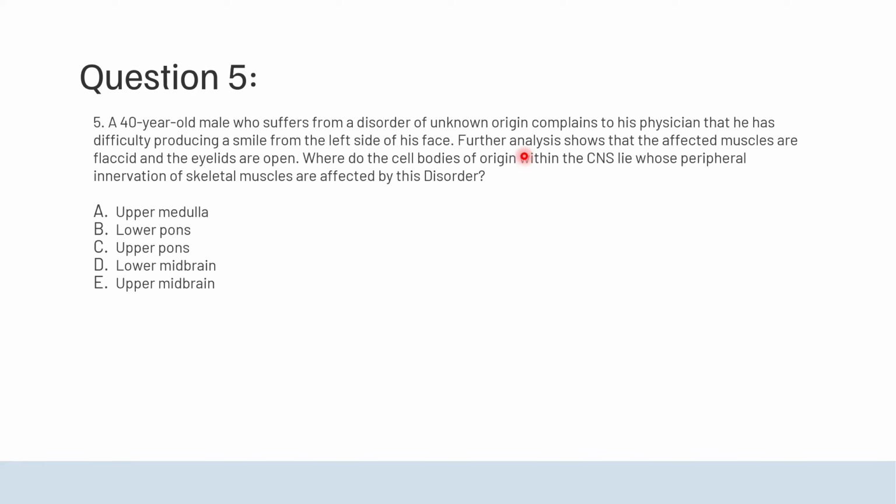Mind you, by the way, it's unlikely that you'll actually be getting questions like this. You will likely be getting questions that I've gotten more towards the end, as well as questions like this. Okay, so it will often be a clinical scenario where they tell you a patient presents just like this, has difficulty producing a smile, his affected muscles are flaccid, his eyelids are open, and then they ask you to locate the lesion. So this is the type of question that you should be expecting to see within your exam.